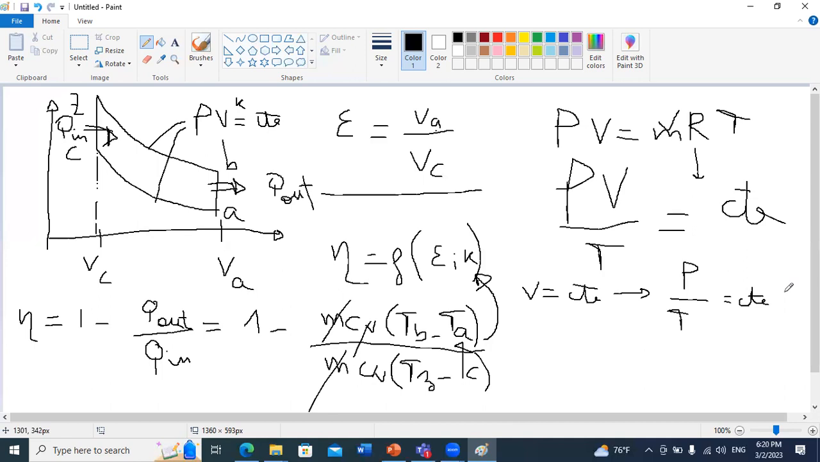So what can we write then? Because the volume is constant in this process, we can write that the pressure at point C over the temperature at point C is equal to the pressure at point Z over the temperature at point Z.